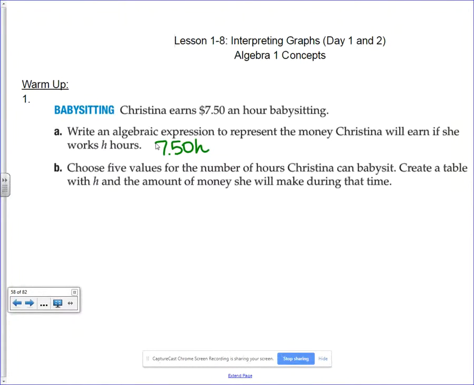Yes? Okay. Now it says choose 5 values for the number of hours Christina can babysit. Any 5 values that you would babysit. What do you think? Come on, give me 5 values, folks. 1. It's not very interesting, but it'll work. It says create a table with H. So I'm going to make this into a table.